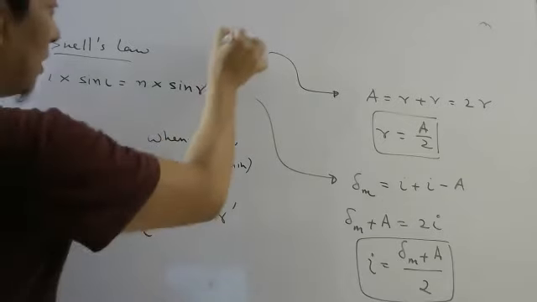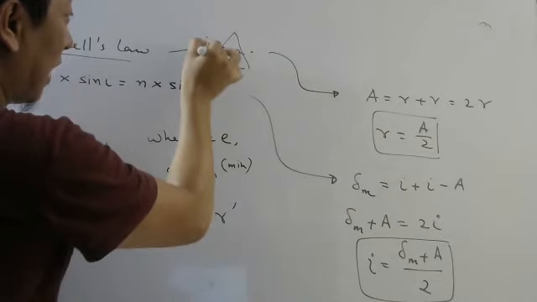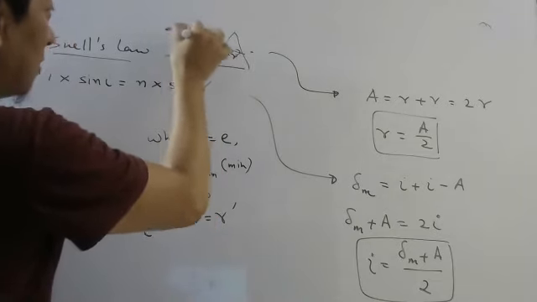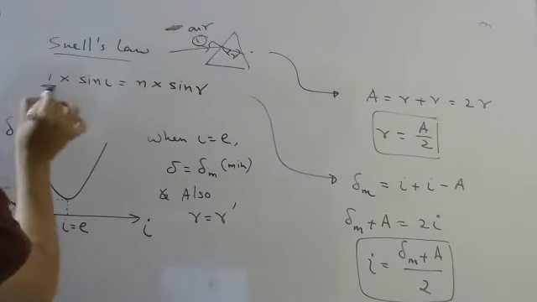Okay, I hope everybody understood. The light is, this is normal. So the light is going, this is I, this is R. So I is in this medium, which I am assuming air. So if it is air, refractive index will be 1.